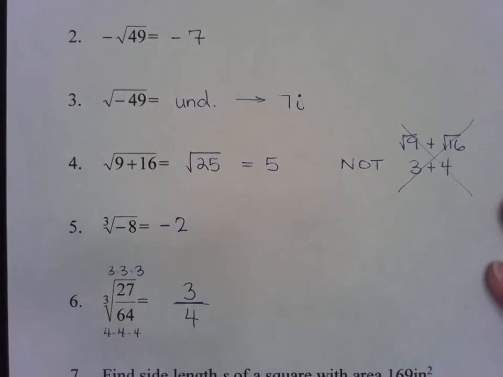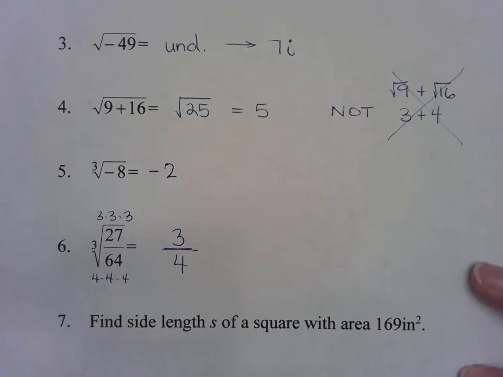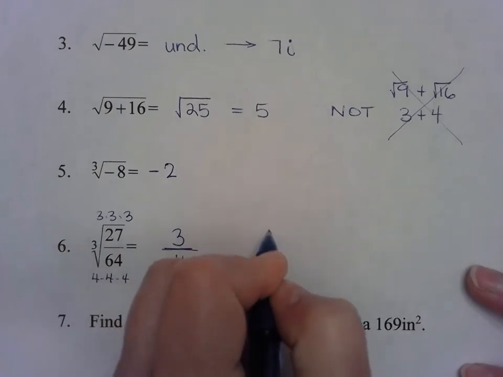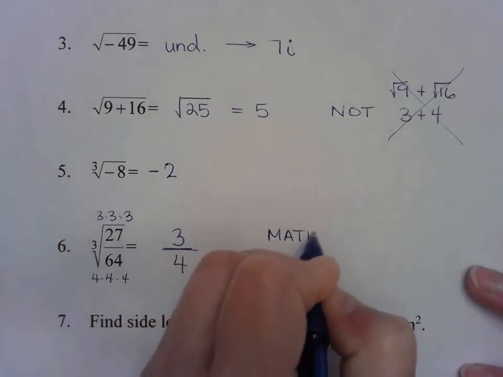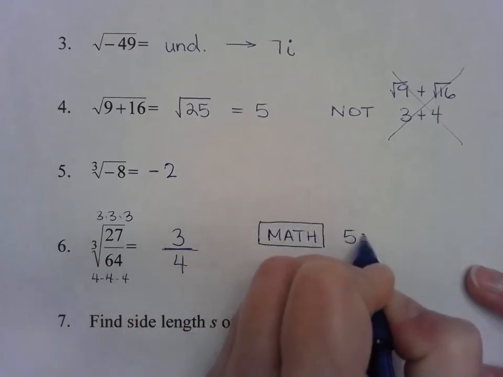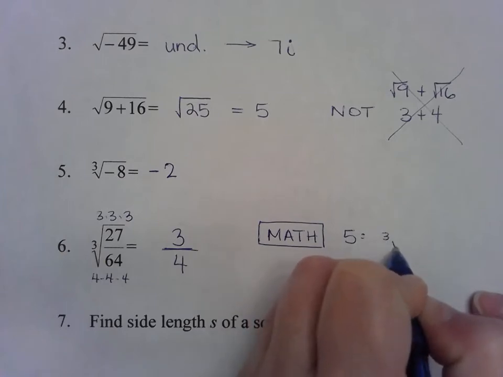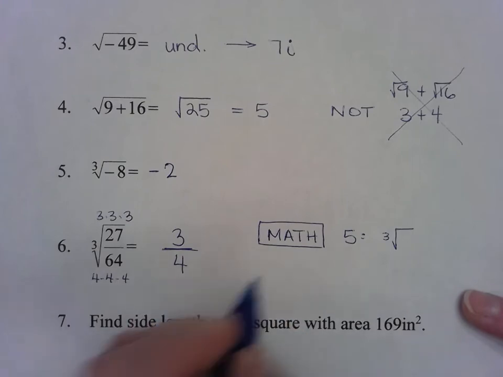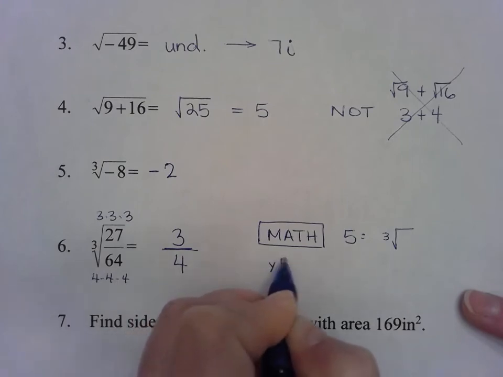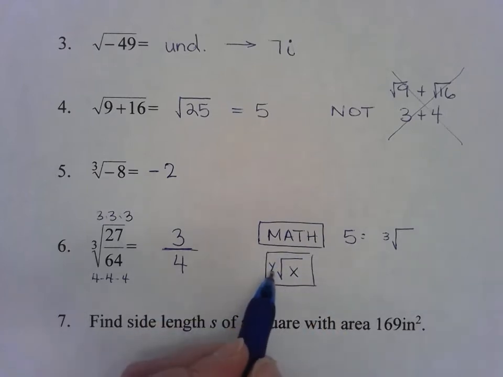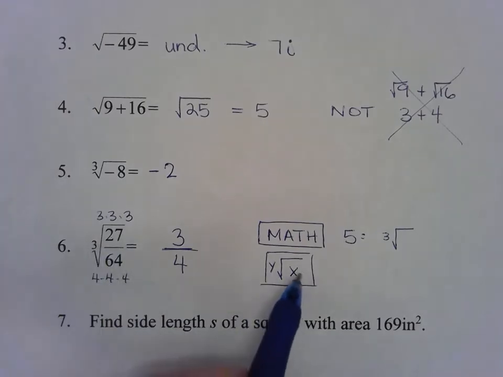It would be wise to look at your calculator and see how to type it in. If you have a graphing calculator, the cube root is under the math button. I'm pretty sure it's choice 5. And if you have a scientific calculator, usually you have something that looks like this. Say you wanted to do the cube root of 27. You would type in the 3, push this button, and then push the 27.